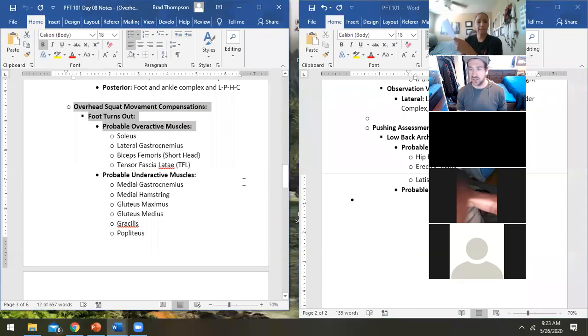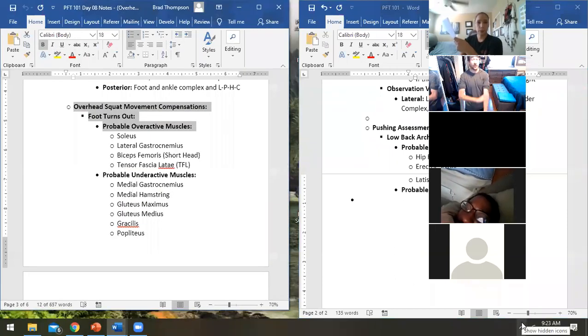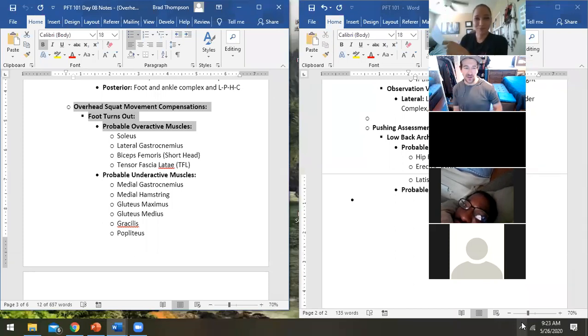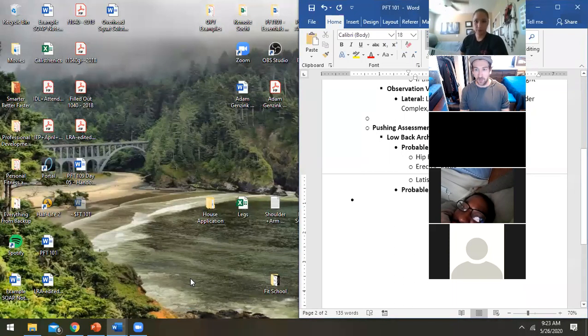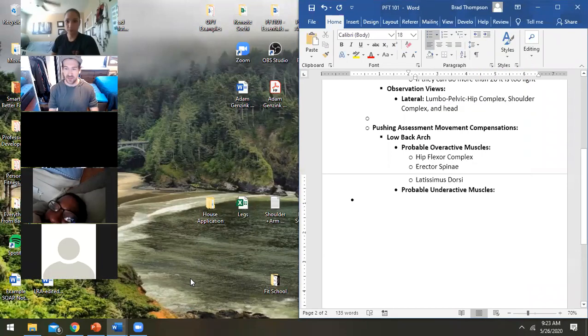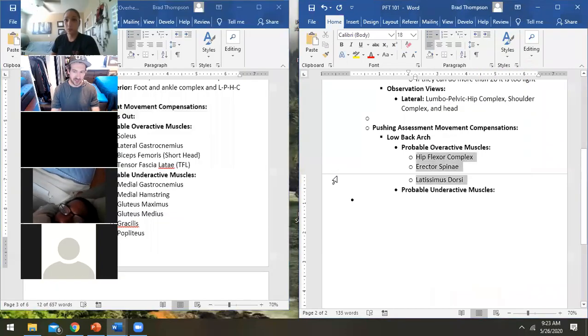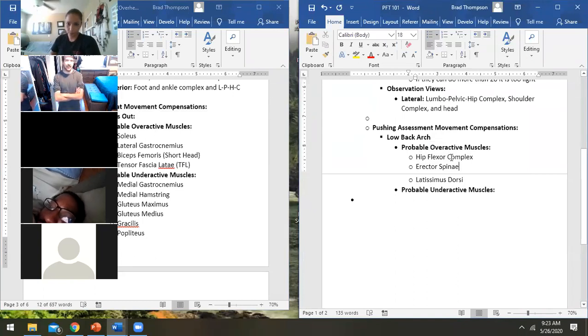This is a question pretty much only for Maggie. Maggie, you are the newest in the group. Normally I would pick on a mod 1 student. But what do you notice if we look at these probable overactive muscles? What do you notice that's kind of weird here? You've got the hip flexor complex, the erector spinae, and the lats. What muscle almost doesn't seem like it belongs?